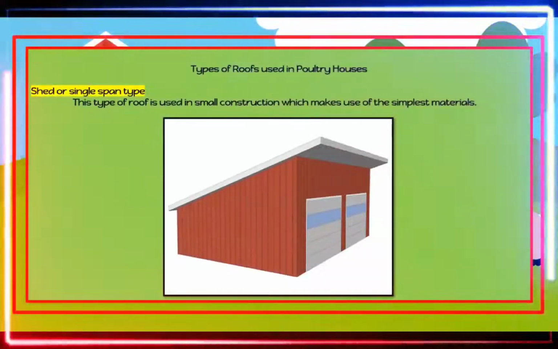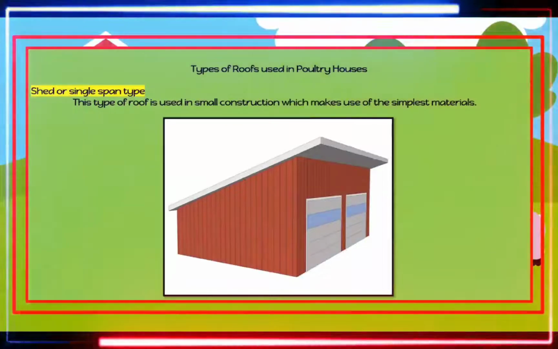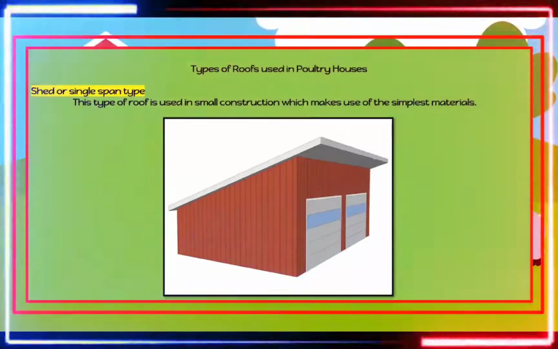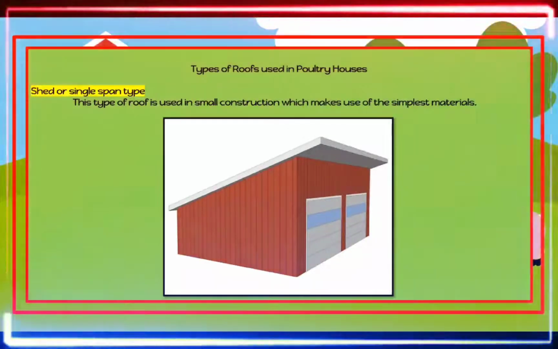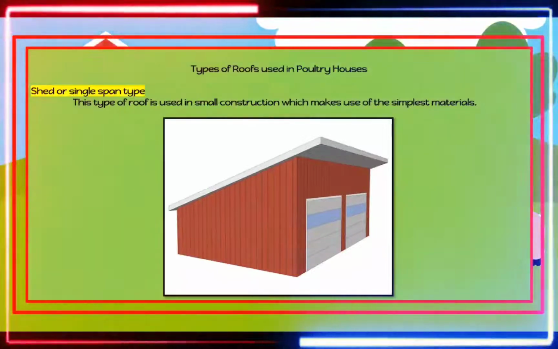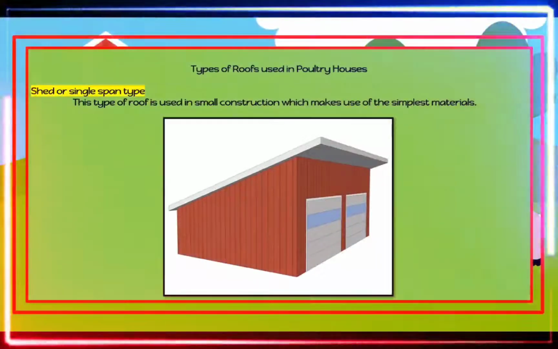Types of roofs used in poultry houses. Shed or single span type. This type of roof is used in small construction, which makes use of the simplest materials.